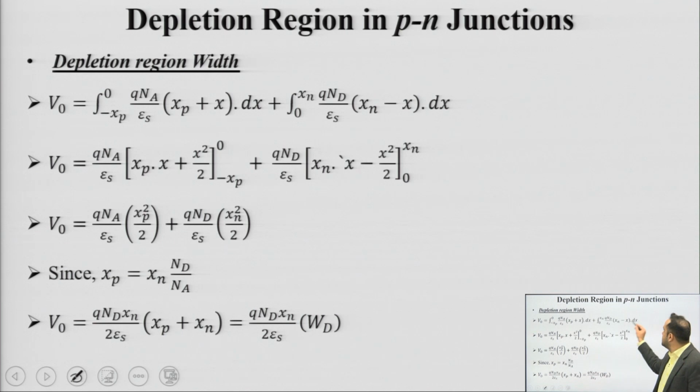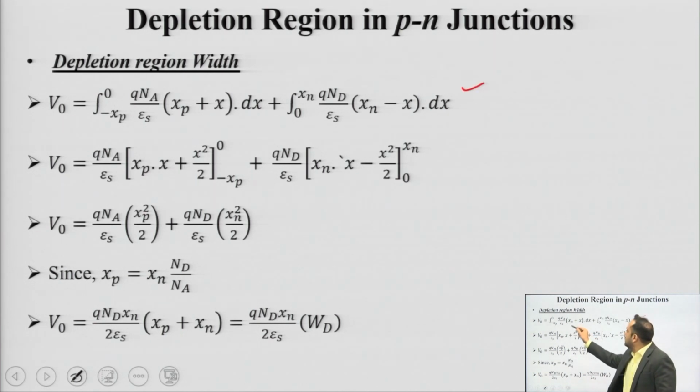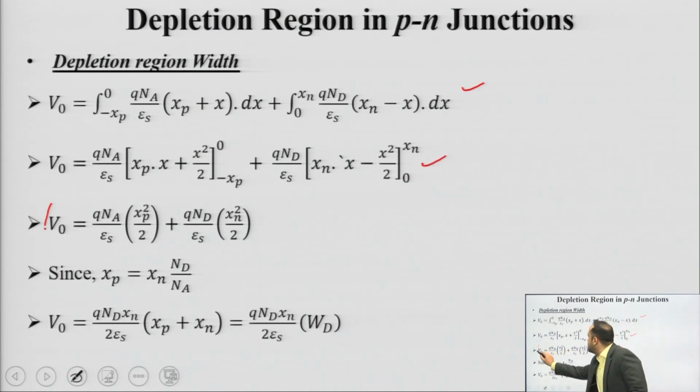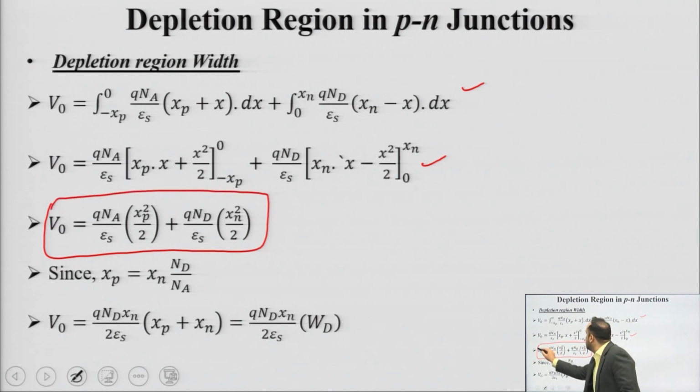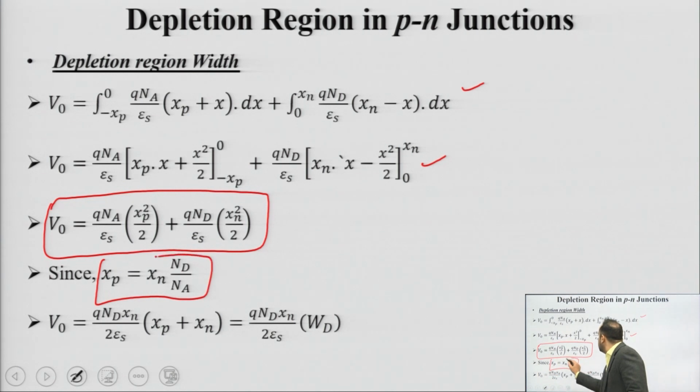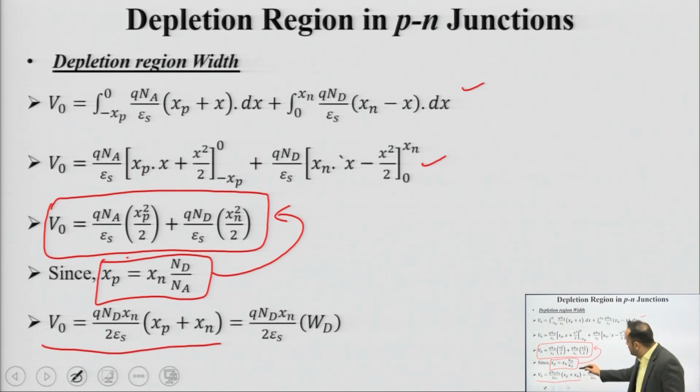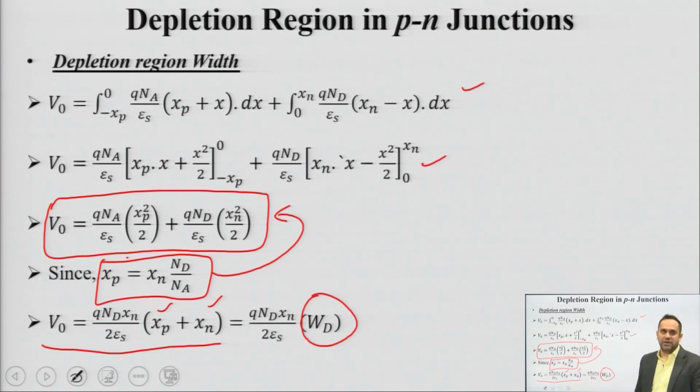When you integrate this integral, and you have the limits also, you just simply integrate and put the limits here. This is the expression you are going to get. This is for V naught, the built-in potential. This we already know. Substitute this in this expression. This is the value you are going to get for V naught. Xp plus Xn, the p side of the depletion region plus the n side of the depletion region, add them together, this is your total depletion region width.